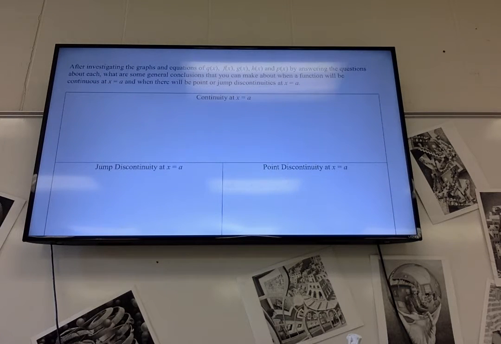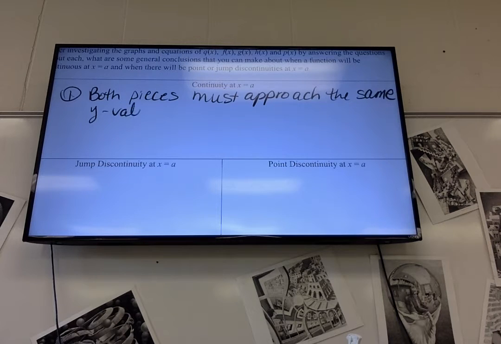Okay, so continuity. In order for something to be continuous, both pieces must approach the same y value. And I'm going to call that y value b, just so I have a letter to refer to it. So they have to approach the same thing, but that's not enough. F of whatever number you're looking at has to also be that number.